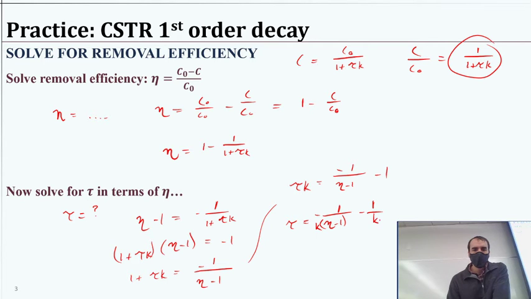Do something else wrong? No, I got 1 divided by 1 minus n minus 1 divided by k. Say that again. So I got, it's basically like what you got there, except the first term I got is positive, and the n was switched to 1 minus n. But I did it a different way than you. Yeah, I think that's probably equivalent.